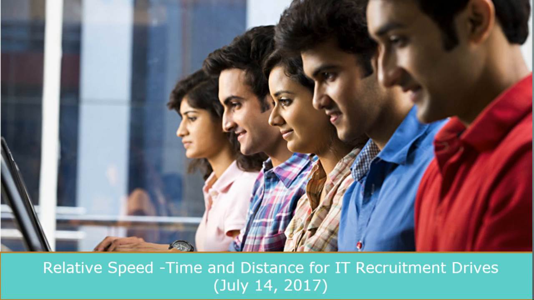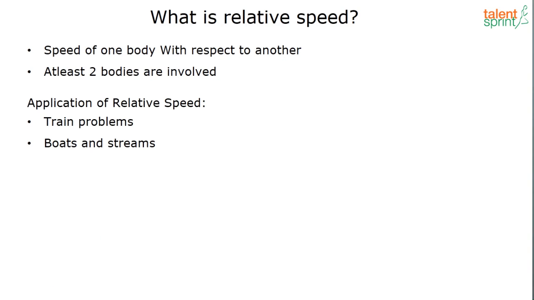I hope you guys can see my screen. As I said, relative speed is the speed of one object with respect to another when we are considering at least two objects. Generally, from time, speed and distance, we have two important applications of relative speed. One is train problems and one is boats and streams. You can see that in a lot of recruitment drives, questions from trains and boats are very common. These are applications of relative speed.